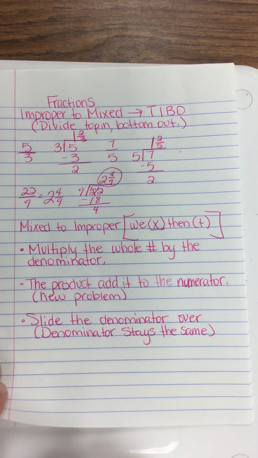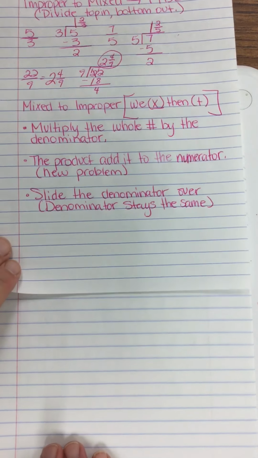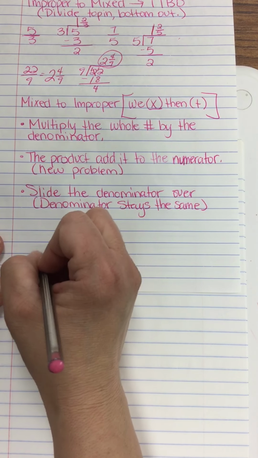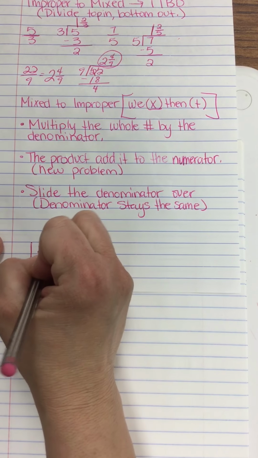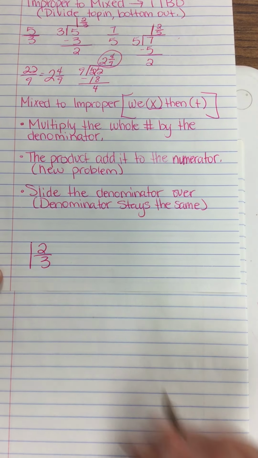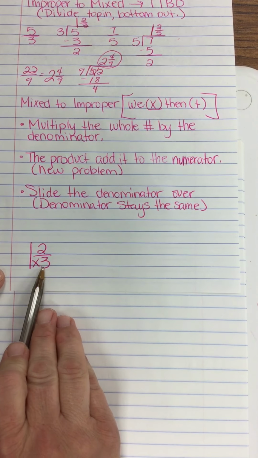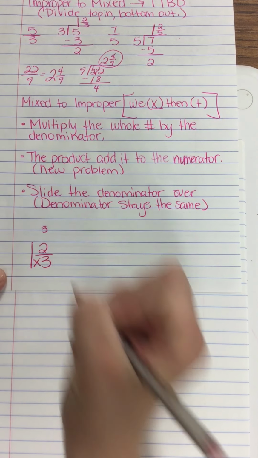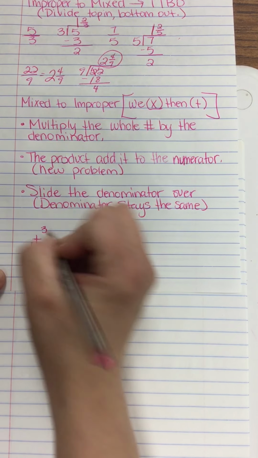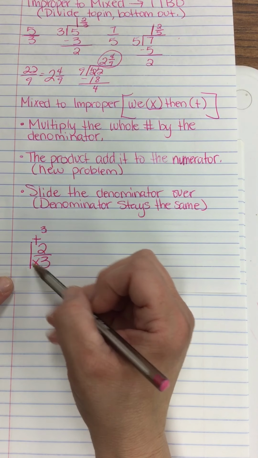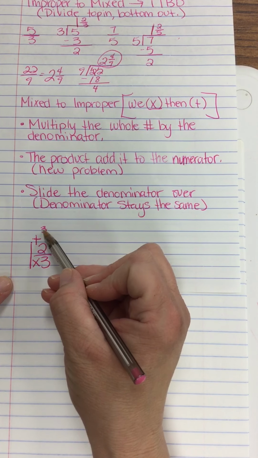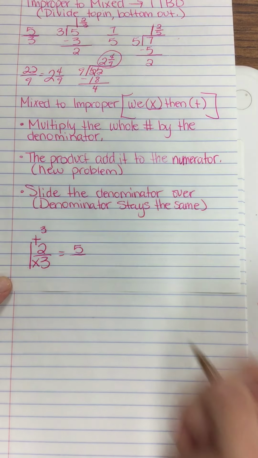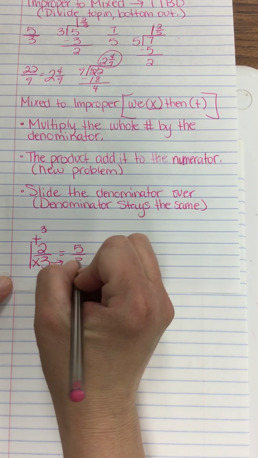Okay, so let's try that. Mixed to improper. So what it looks like is, let's say I've got 1 2/3. Okay, I'm going to multiply the whole number and the denominator. So 1 times 3 is 3. So I'm going to put that up there. And then I'm going to add the 3 plus the 2. So the 3 is the product of 3 times 1. And then 3 plus 2 equals 5. So that becomes our new problem. And then we're going to slide the denominator over.